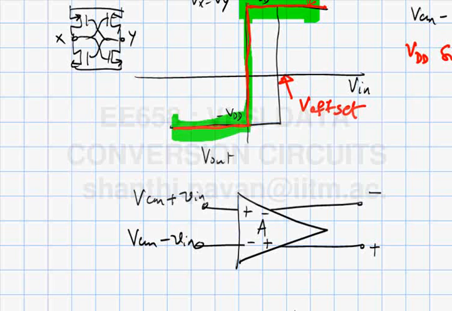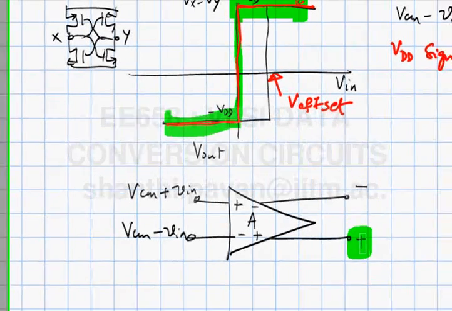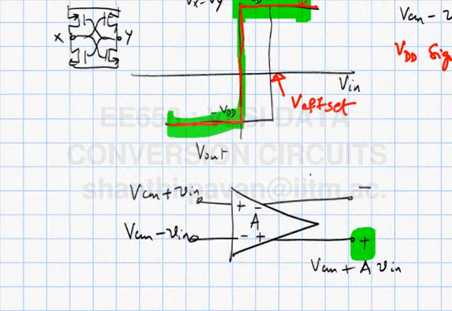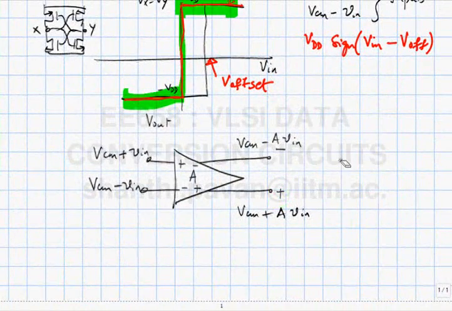So what should the output be? What is the absolute voltage on this node? It is VCM plus A times Vn, and this is VCM minus A times Vn. It is not to be confused with A times VCM plus Vi and A times VCM minus Vi. It is the output common mode. The common mode remains the same, only the differential mode portion is amplified. We will see very soon how to do this, but for the time being, I assume this block is there.